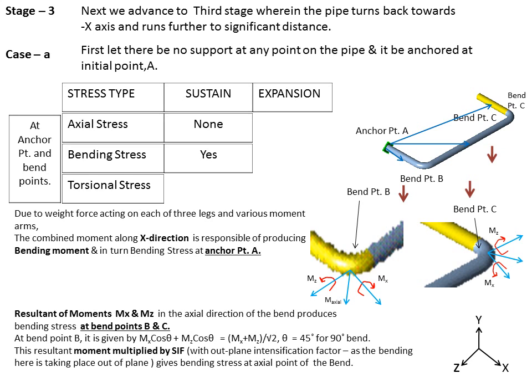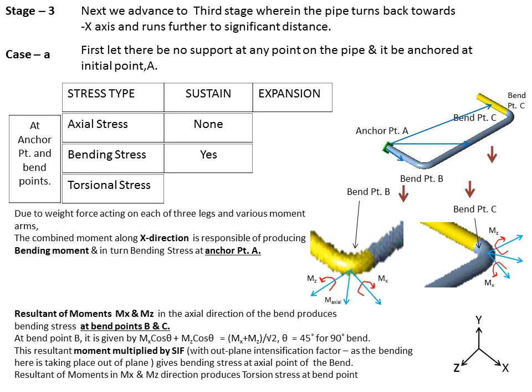This configuration, being anchored at point A, tries to rotate the piping at the bend point in the out-of-plane direction. So here the out-of-plane intensification factor is multiplied to the resultant bending moment, and when divided by the section modulus of the pipe, it gives the bending stresses at the bend point.